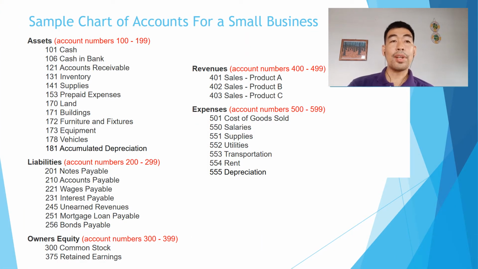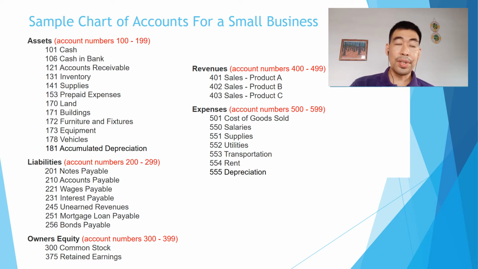This is an example of a chart of accounts for a small business, and these are grouped into 5. First group are assets. Assets are anything that you own with value. Samples are cash in bank, accounts receivable, inventory, supplies, prepaid expenses, land, building, furniture and equipment, vehicles, and accumulated depreciation.